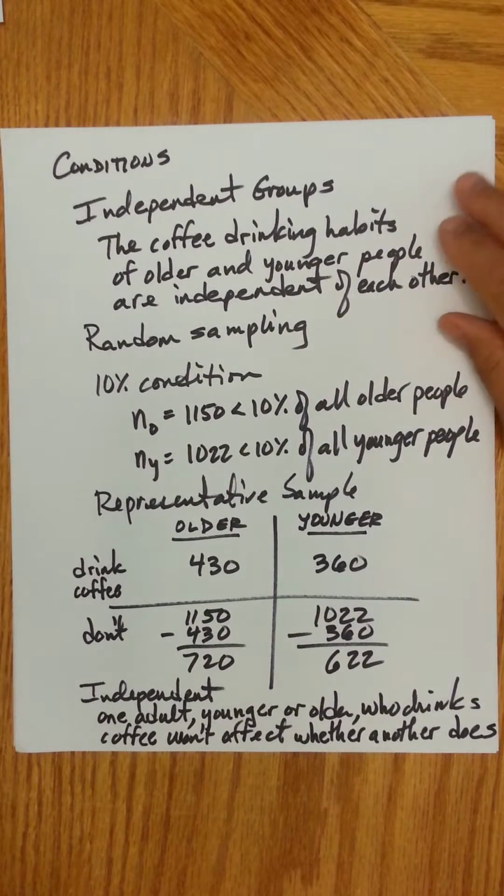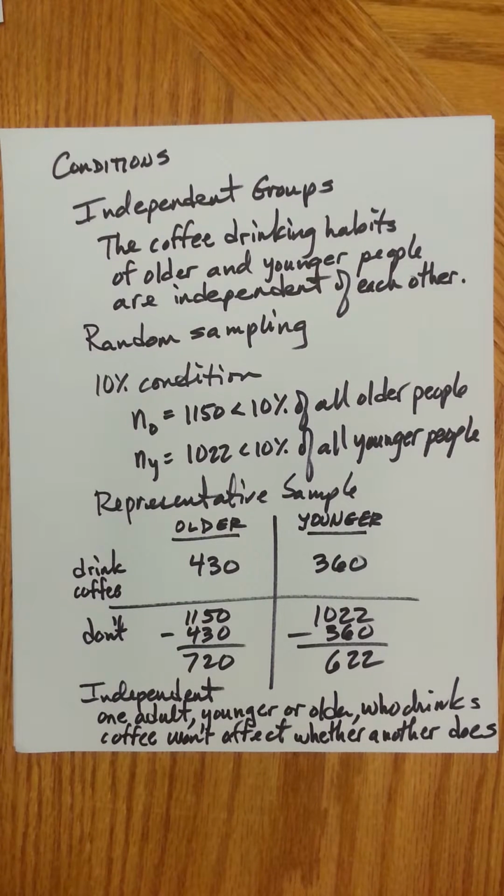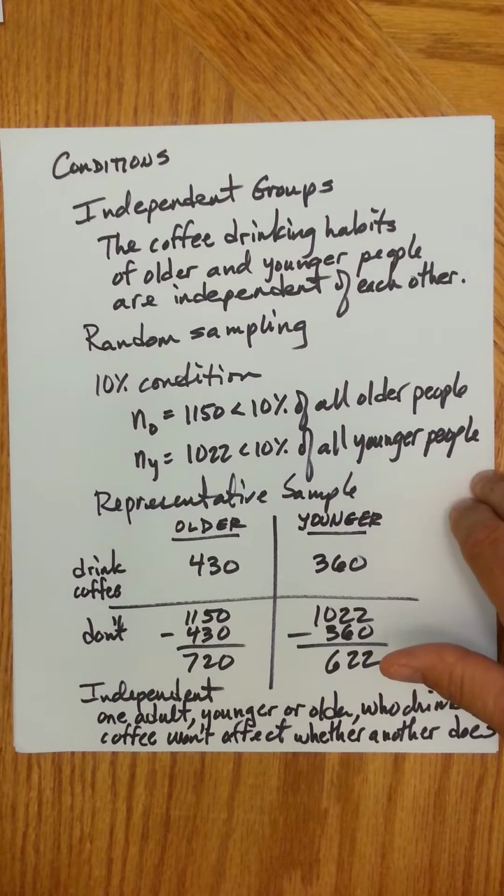The two groups, meaning the two populations, should be independent. And the coffee drinking habits of older and younger people are independent of each other. Random sampling was stated. The 10% condition: each of the sample sizes are less than 10% of all older people and all younger people respectively.